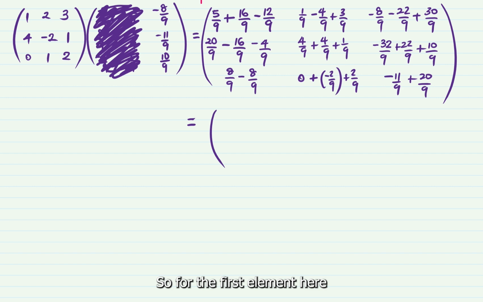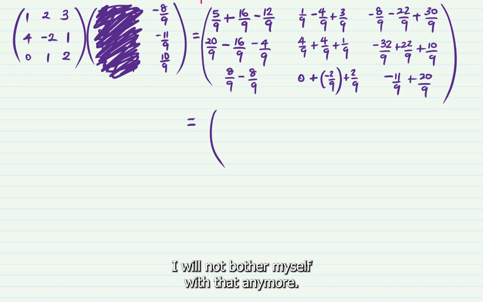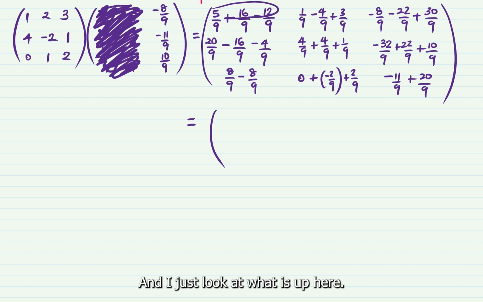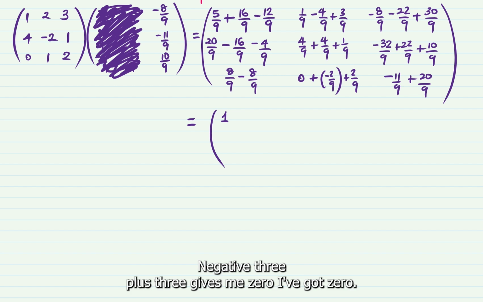Alright, so for the first element here, because they all have a denominator of 9, I will not bother myself with that anymore. And I just look at what is up here. So 5 plus 16 is 21. If I take out 12, I get 9. 9/9 will give me 1. Okay, 1 minus 4 here gives me -3. -3 plus 3 gives me 0. I've got 0 there.